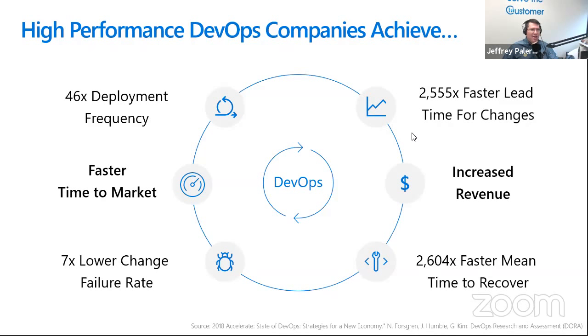Of course, we don't have stats on that, but objectively, 46 times greater deployment frequency, 2,555 times faster lead time for change, meaning shorter lead time, over 2,600 times faster mean time recovery of a problem, and 7 times lower, or 1/7 of the change failure rate. So really, really good results from people who are implementing DevOps.